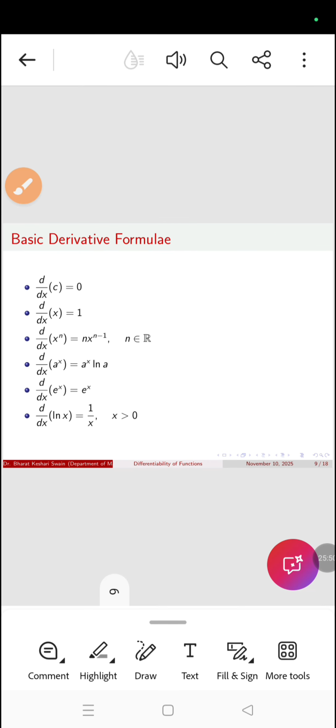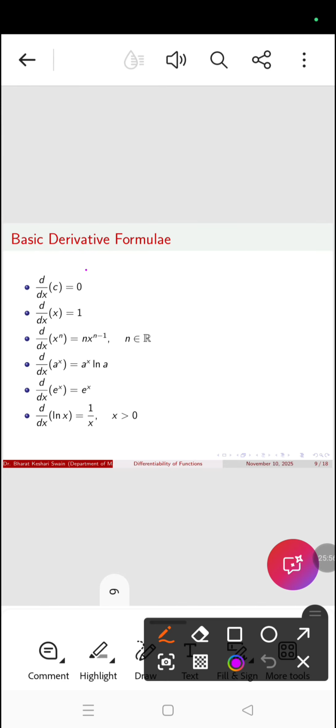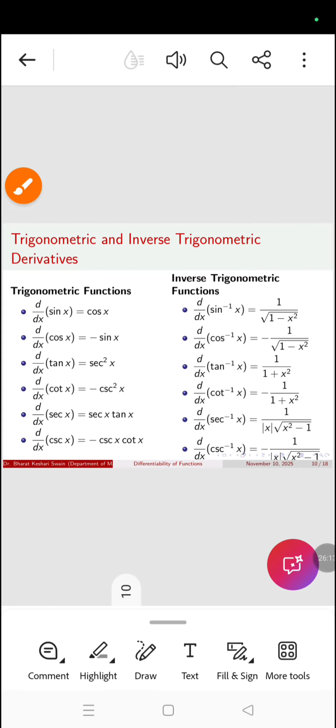Now these are some formulas. Derivative of constant is always 0. Derivative of x will be 1. Derivative of x to the power n is n into x to the power n minus 1. Derivative of a to the power x is a to the power x into ln a. Derivative of e to the power x is e to the power x. Derivative of ln x is 1 by x. These are some formulas you have to remember. You can just note down all these formulas.